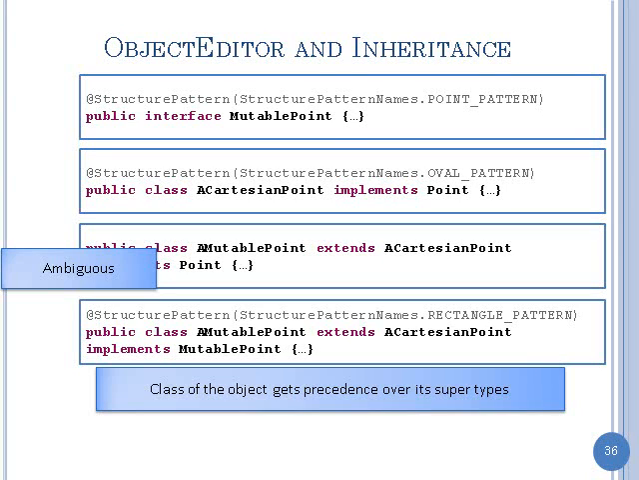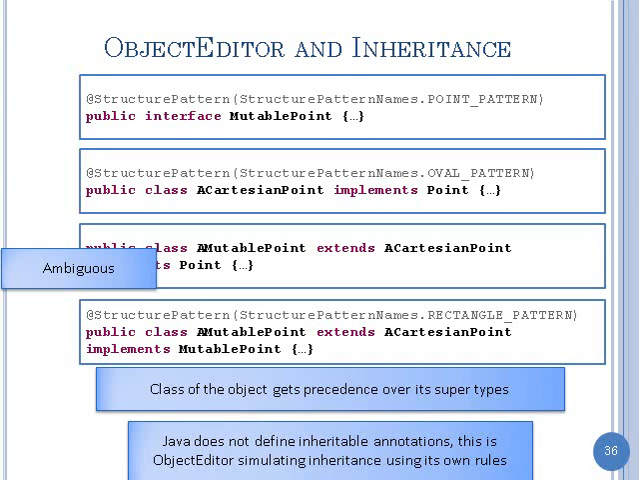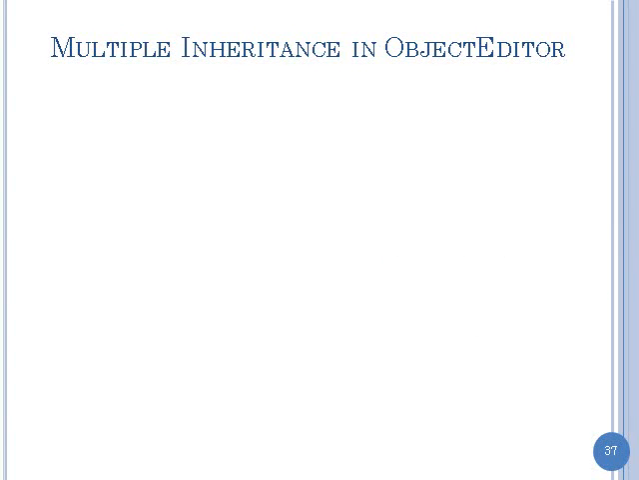And so again, somebody asked in Piazza, and I said, I really don't know, because I don't remember, because for different annotations, I did different things. And to show you why that might be the case, and to show you a more general concept in inheritance, so Java does not define inheritable annotations. So this is object editor simulating inheritance using its own rules. So, we've said that when we have multiple inheritance, we have to either disallow it or make one of the many choices. Can you imagine making multiple choices? Saying, yeah, I'll choose you and I'll choose you. Some languages did do that.